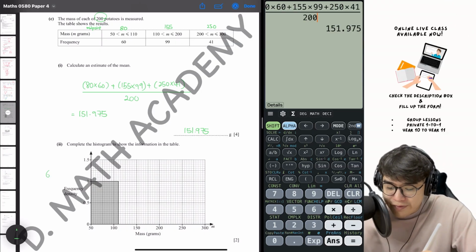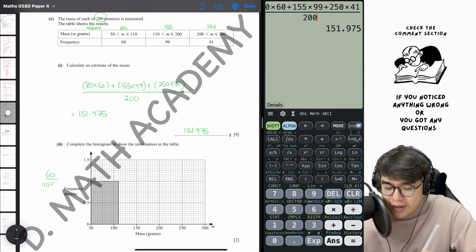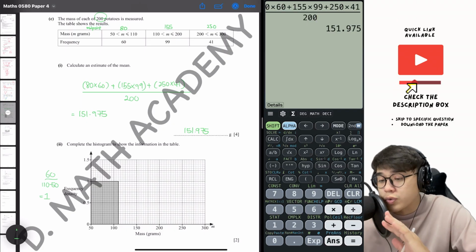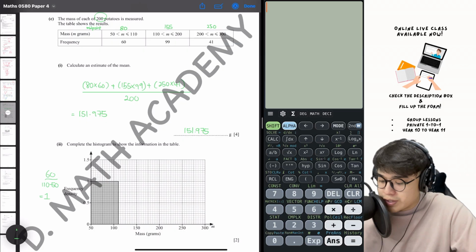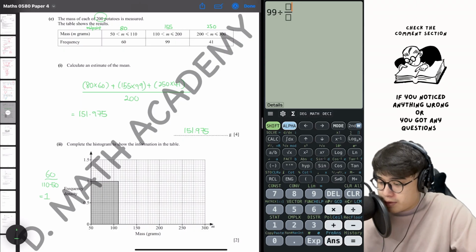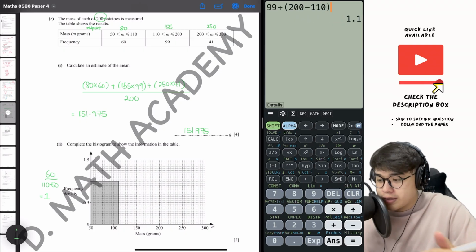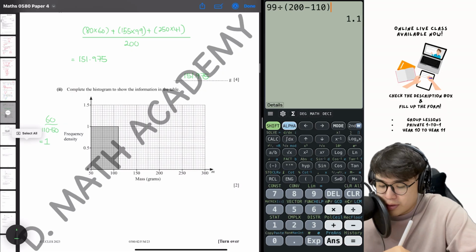the frequency divided by the class interval of 110 minus 50. So you get 1 for the first group, so they are correct. No scale factor is involved here, which means the next part, I just have to take 99 and divide it with 90, because you will have 200 minus 110. You get 1.1. So the next group is until 200. So I just write it down for your reference.